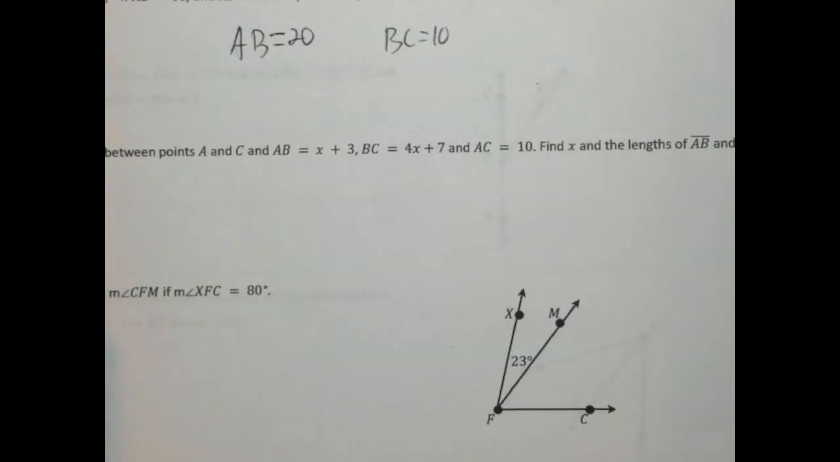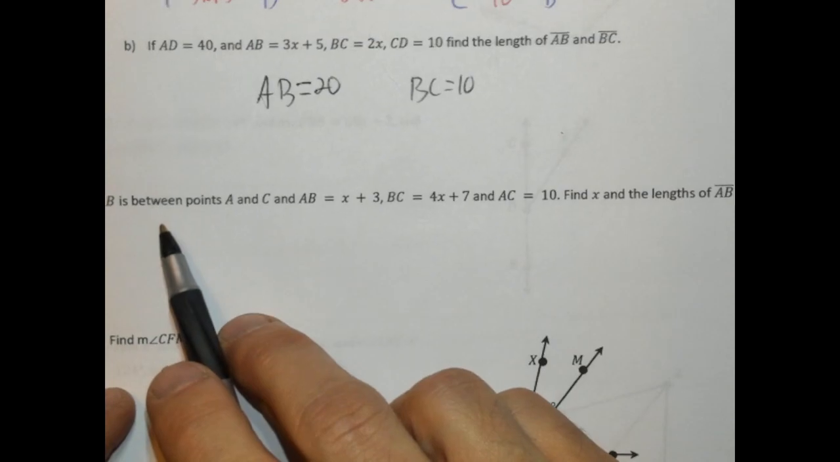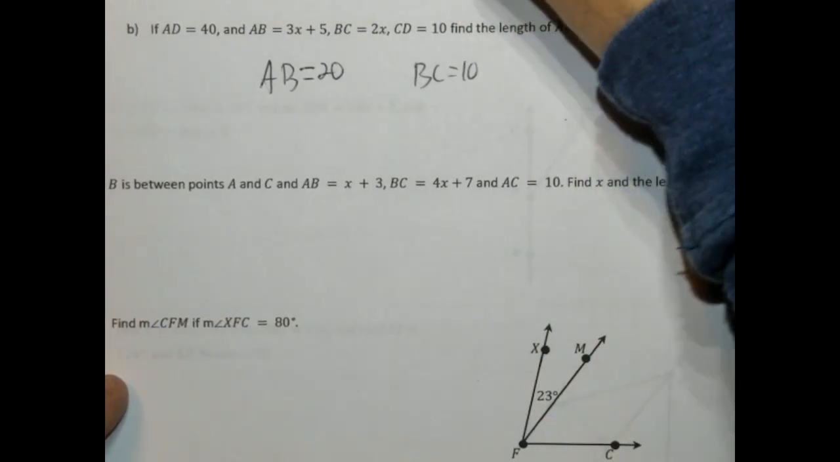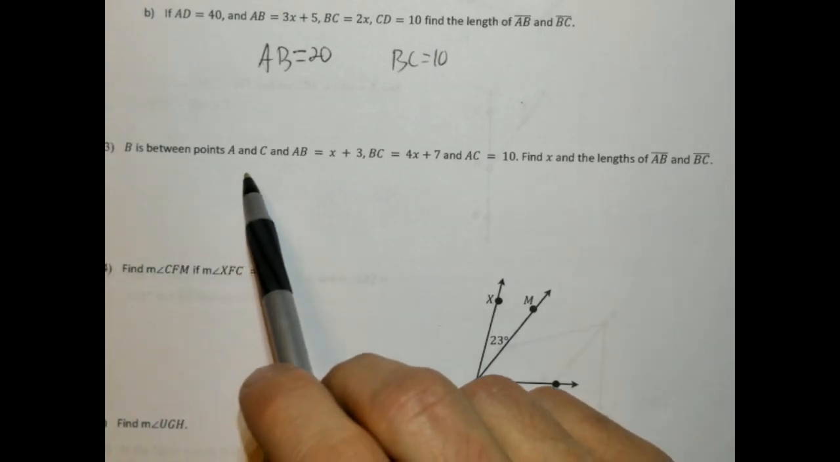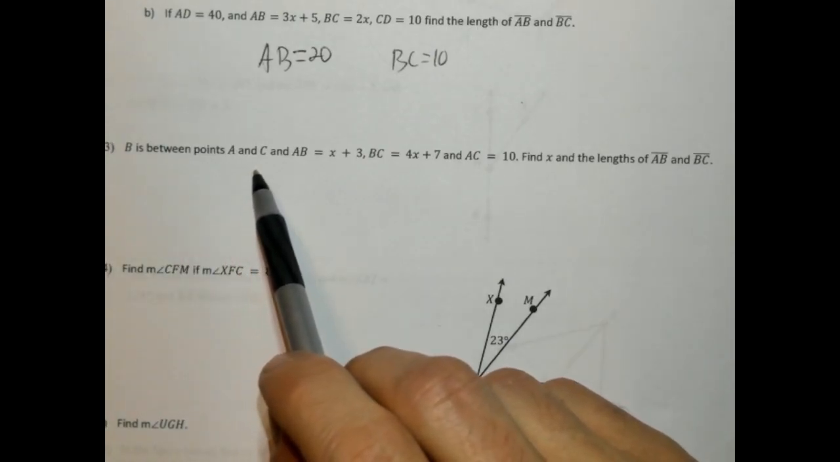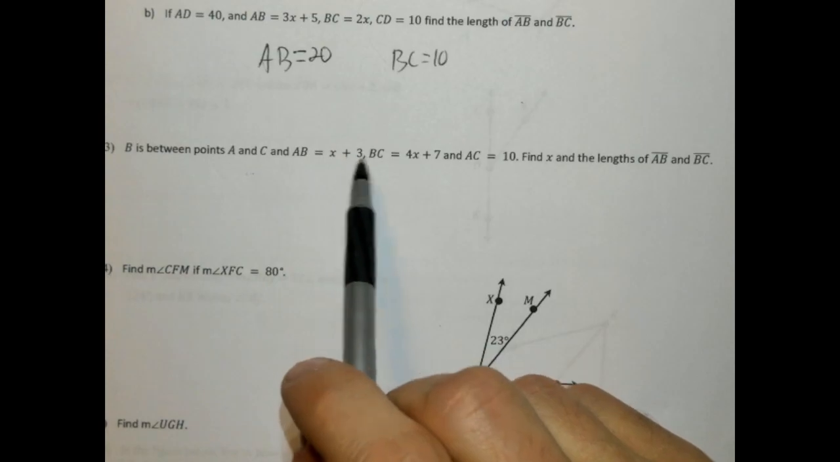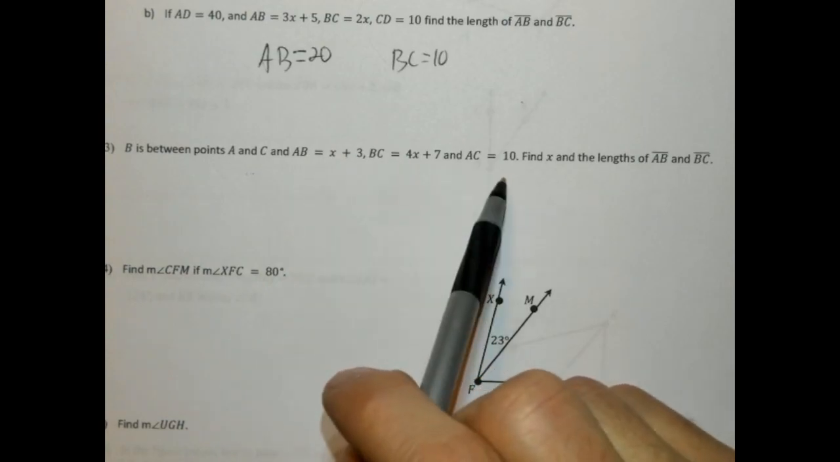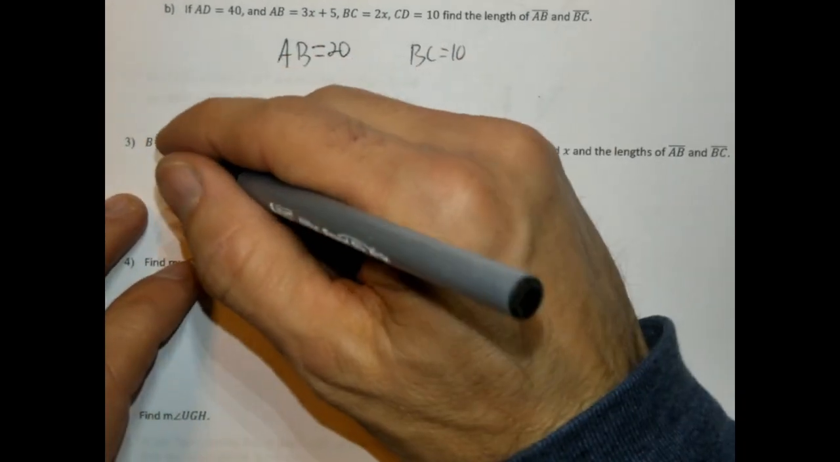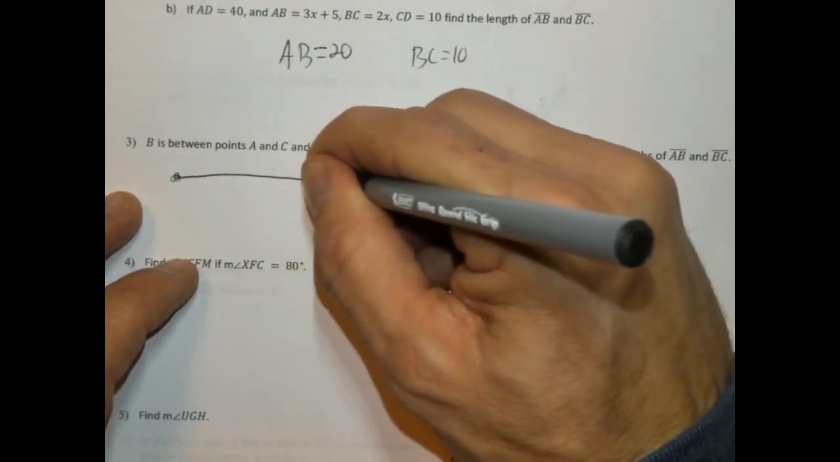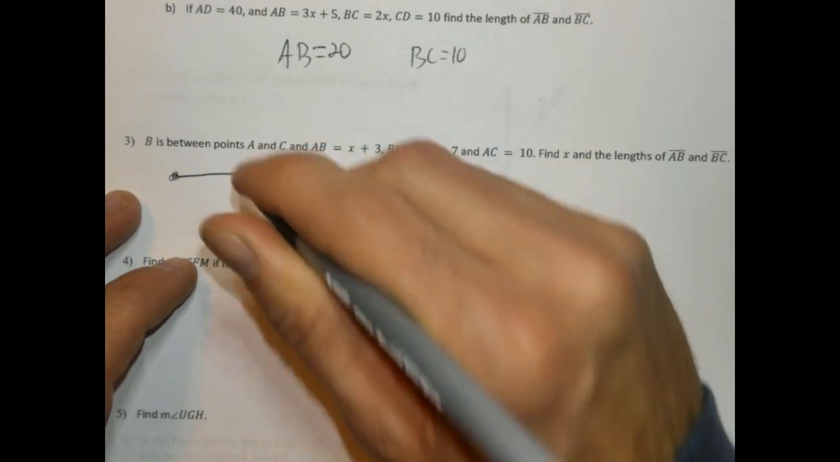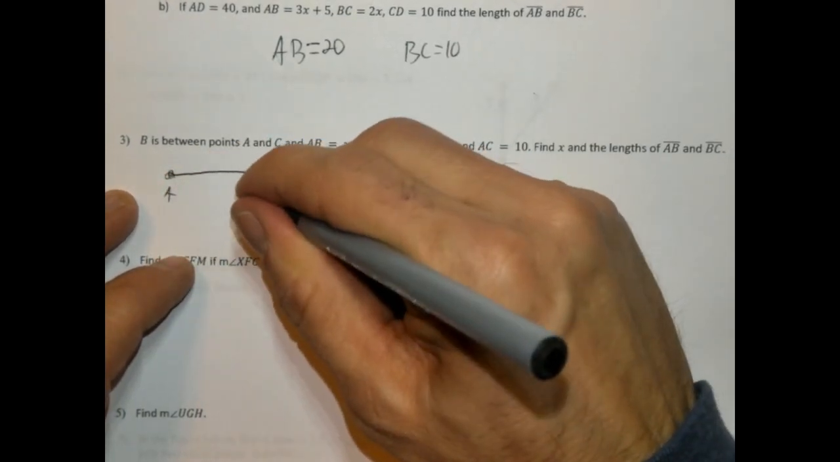All right, here we go. I'll zoom out a little bit here. B is between points A and C. AB is x plus 3, BC is 4x plus 7, AC is 10. Find the individual lengths. Okay, so we're going to actually draw this. So it's A, B, C.